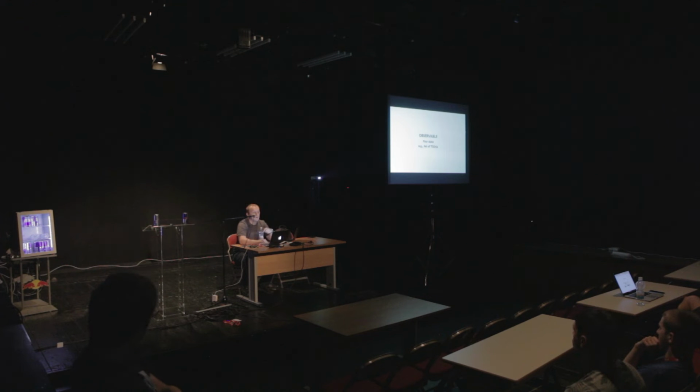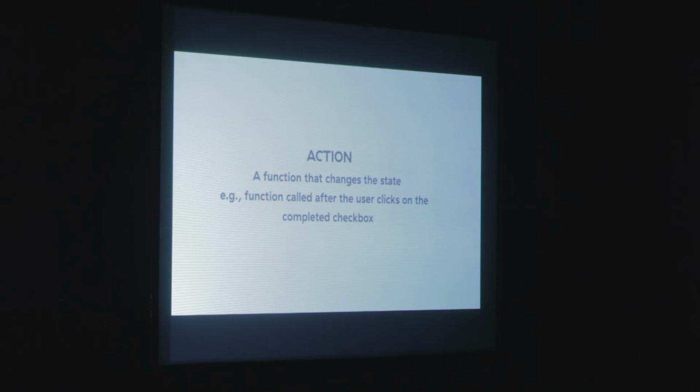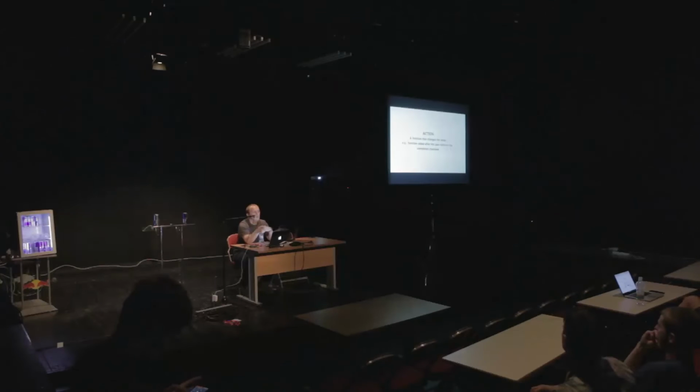That's, for instance, a list of to-dos. The second concept is an action. An action is a function that will change the store, the state. For instance, when a user clicks on a checkbox on a to-do list, this action will flip the completed property.